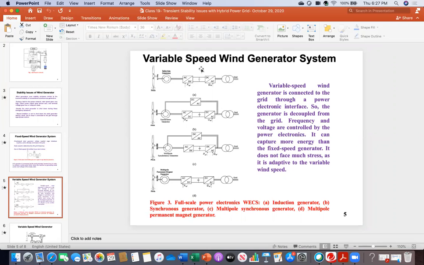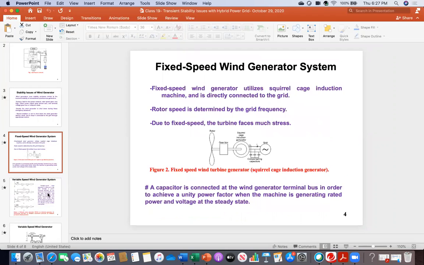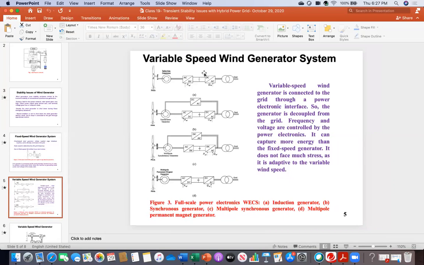Now, the variable speed wind generator. As you can see, fixed speed versus variable speed. In this case, the rotor speed is variable. This means that whatever the wind speed is, the rotor system adapts to that changing situation. It is not fixed, unlike the previous situation. That's why it is named variable speed. Variable speed means the wind is varying, and accordingly your turbine shaft speed is also varying.